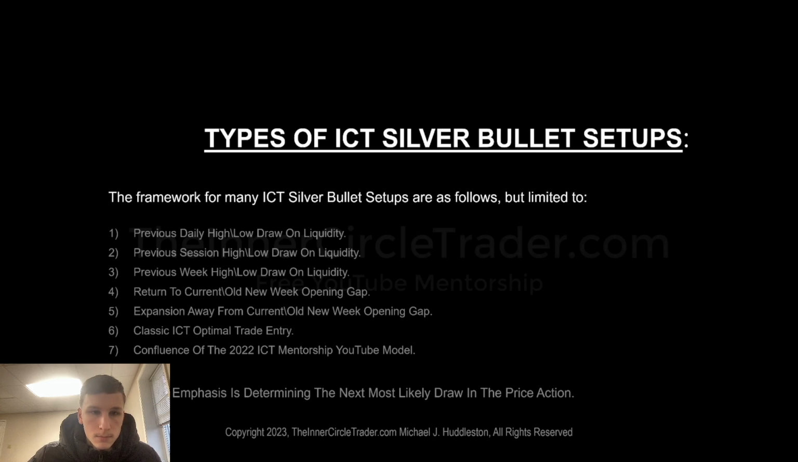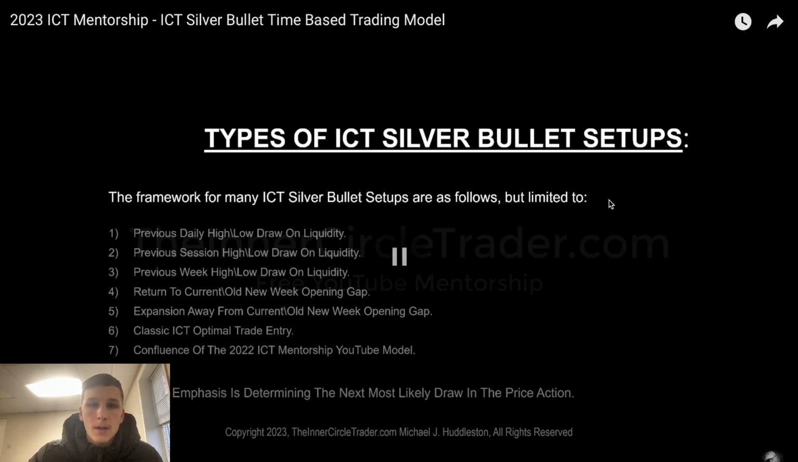Another would be returning to a current or old new week opening gap. So that would be treated as a draw on liquidity. Or an expansion away from the current or old new week opening. Honestly, the concept of returning to a current or old new week opening gap has been something that I implement in my every single day trading. I think it's very beneficial. I think it's worth using in your trading.